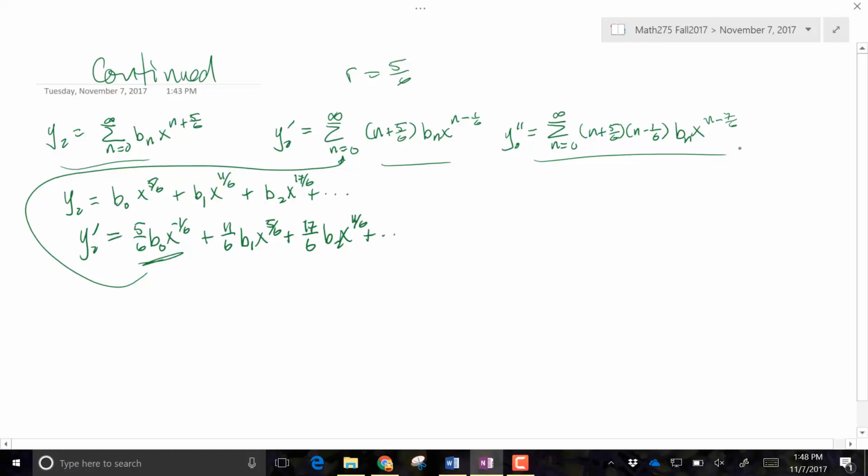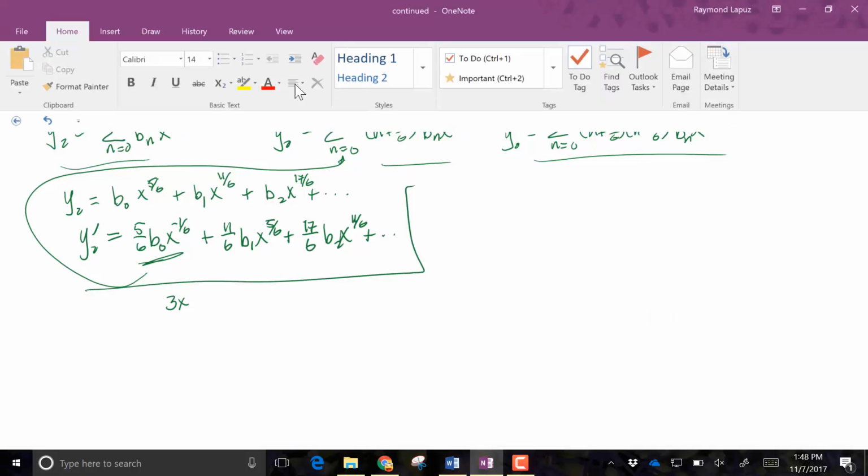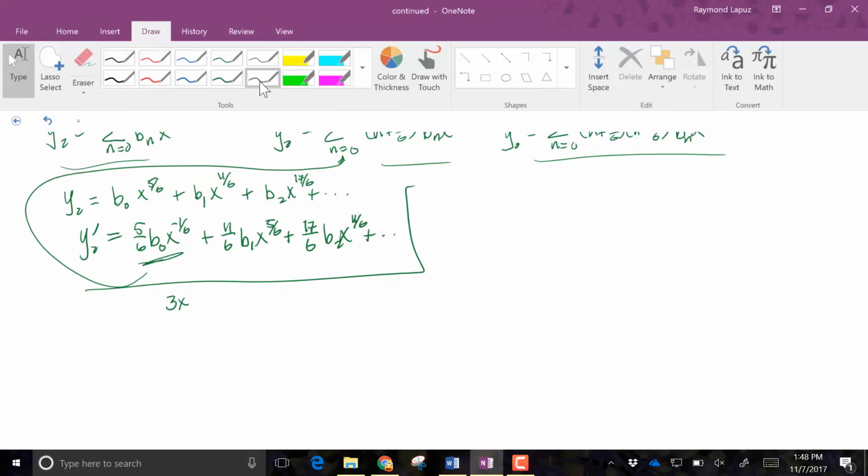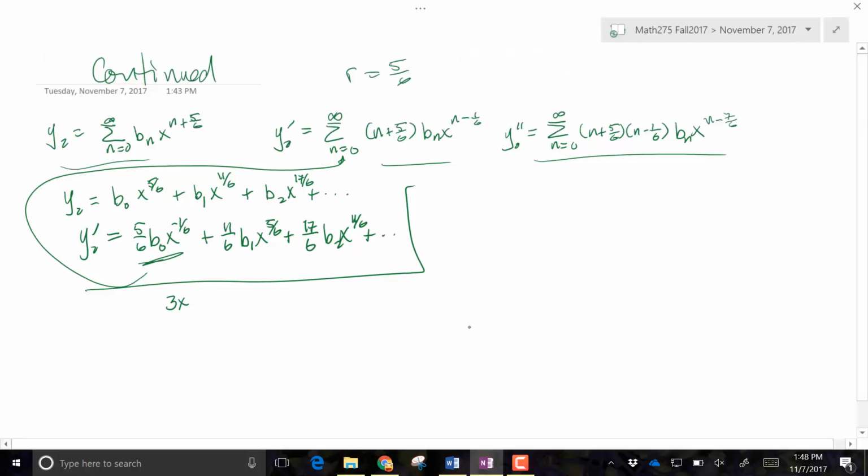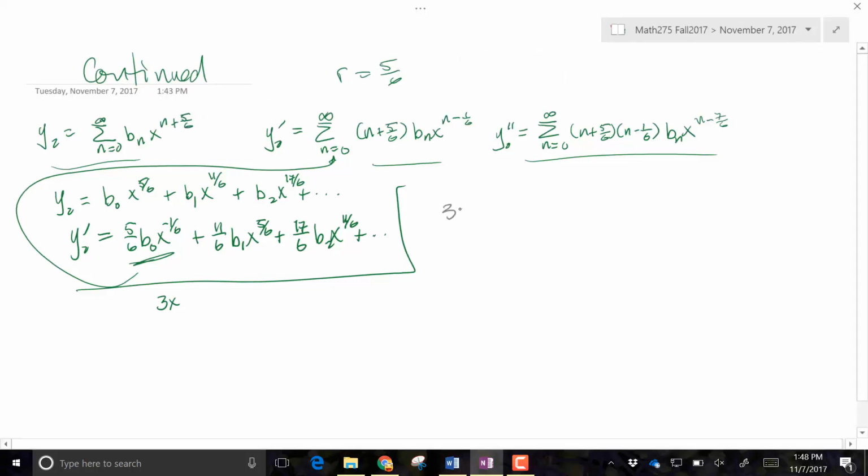So why don't we take those and plug them into our differential equation. What was it again? It was 3x y double prime, and then there's a plus 1/2 y prime plus y is equal to 0. Let's use a different color pen here. Not that it helps anymore. It's just all confusing now.